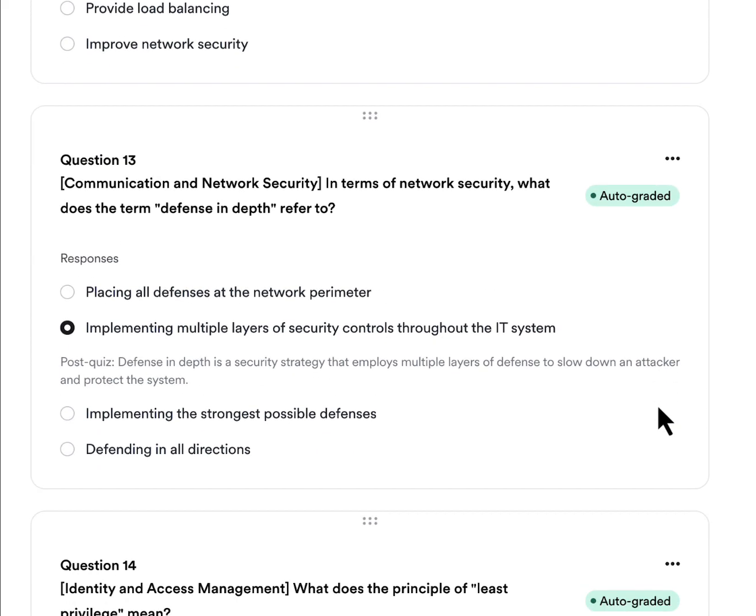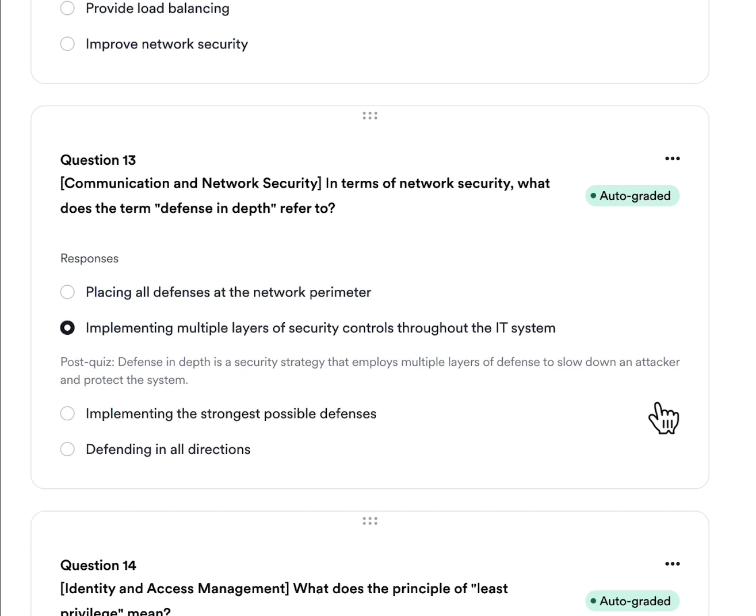Question 13. In terms of network security, what does the term defense in depth refer to? Again, what does defense in depth mean? And the answers: A, placing all defenses in a network perimeter. B, implementing multiple layers of security controls throughout the IT system. C, implement the strongest possible defenses. Or D, defending in all directions.